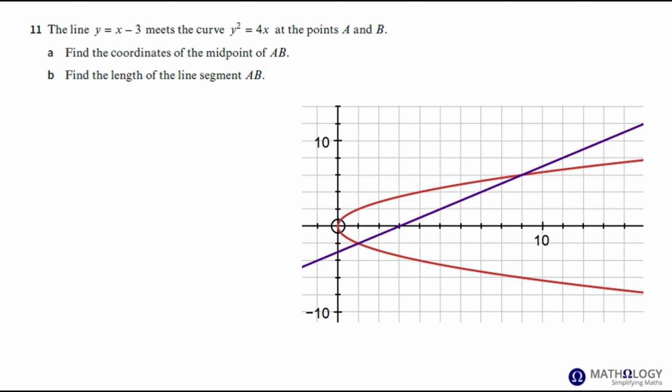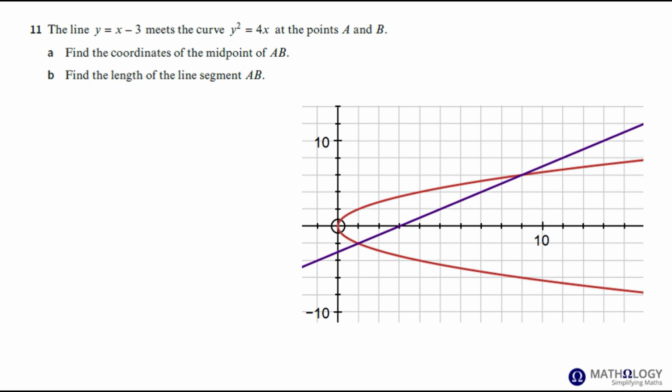The line y equals x minus 3 meets the curve y squared equals 4x at the points A and B. You're required to find the coordinates of the midpoint of AB and find the length of line segment AB. Okay, so to determine both the midpoint of AB and the length of the line segment AB, we are going to need to know the coordinates of A and B. Now, A and B are clearly the points of intersection of the two functions, because they told us that the straight line meets the curve at the points A and B.